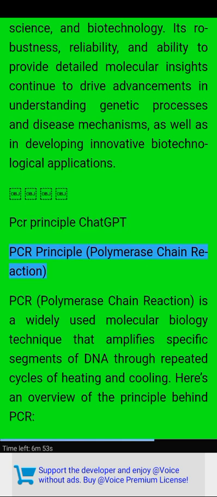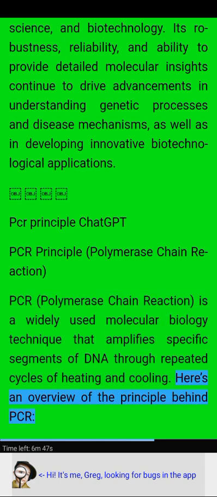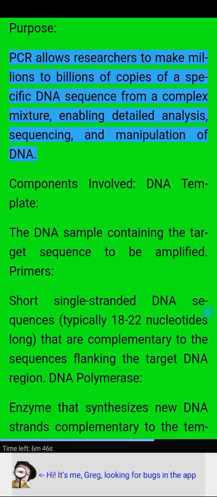PCR principle. Polymerase chain reaction. PCR is a widely used molecular biology technique that amplifies specific segments of DNA through repeated cycles of heating and cooling. Here's an overview of the principle behind PCR. Purpose. PCR allows researchers to make millions to billions of copies of a specific DNA sequence from a complex mixture, enabling detailed analysis, sequencing, and manipulation of DNA.